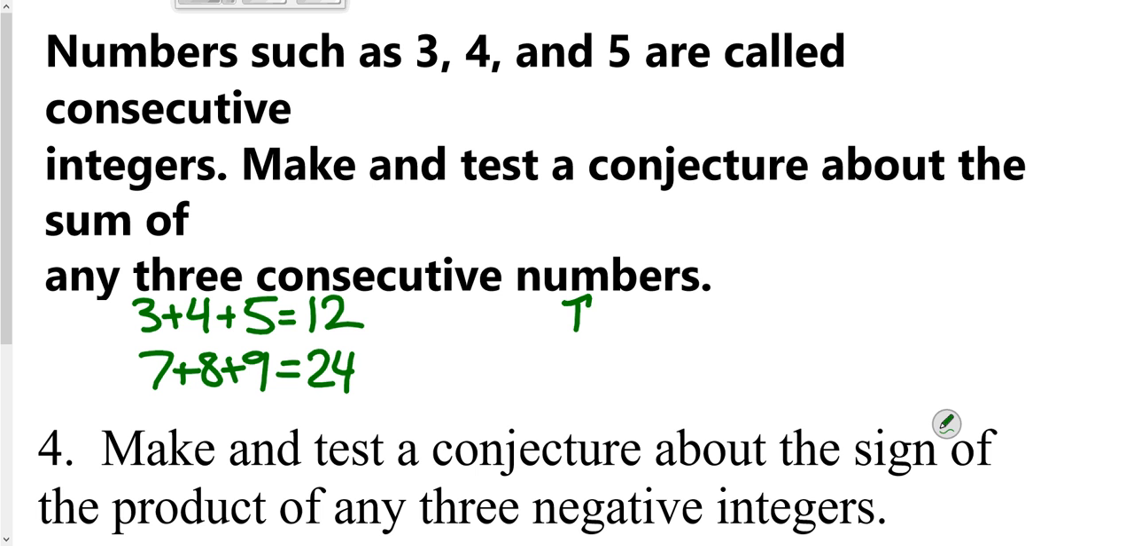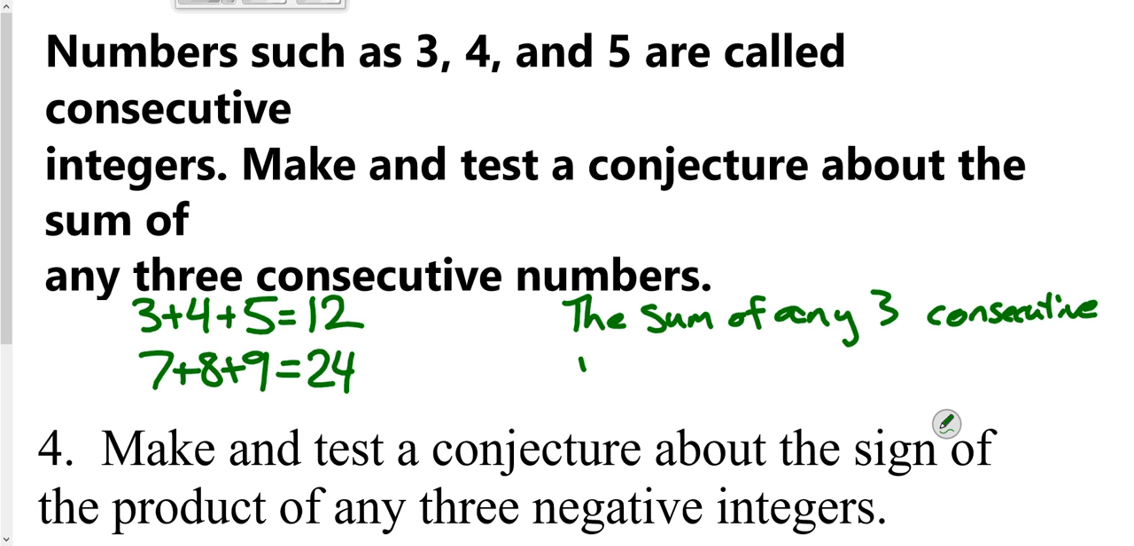So the sum of any 3 consecutive integers is 3 times the second number.